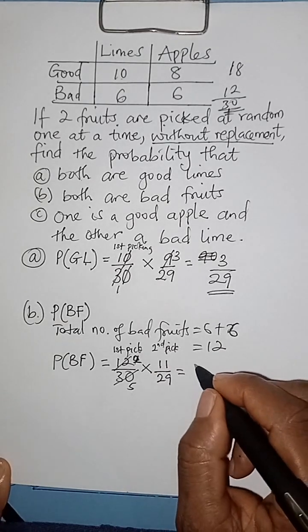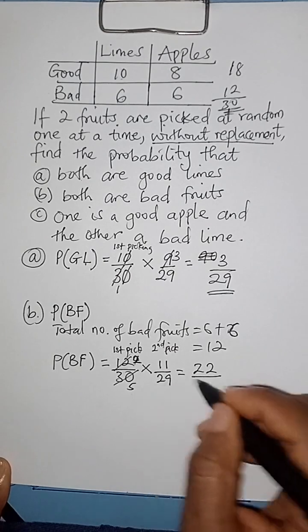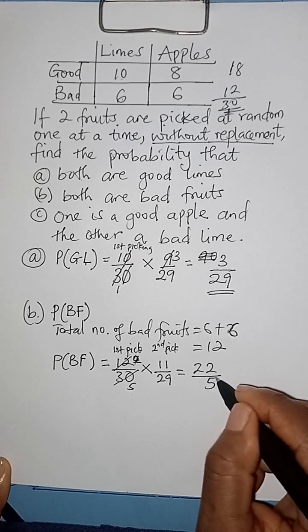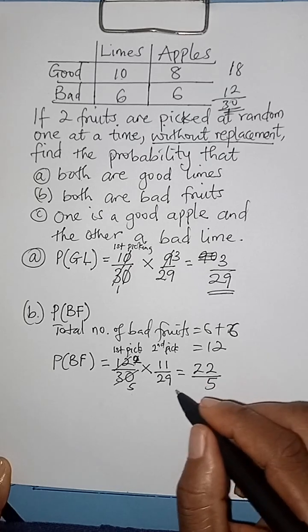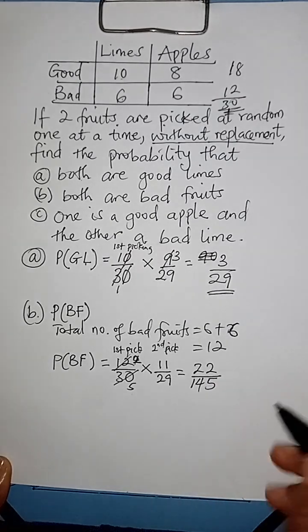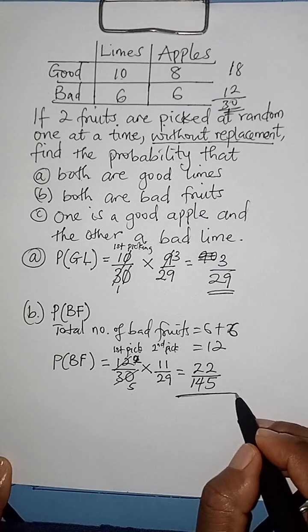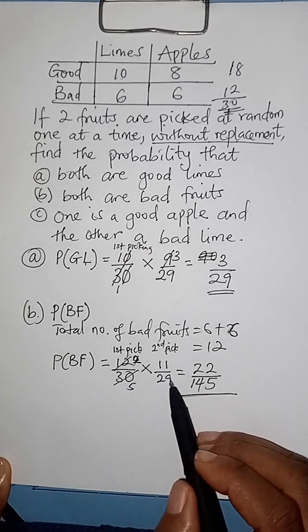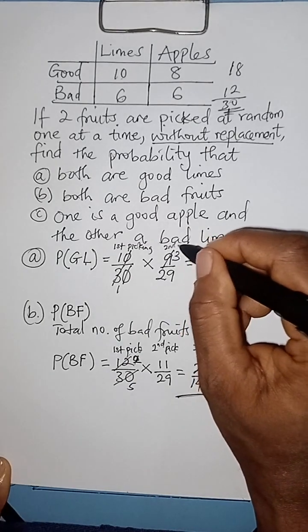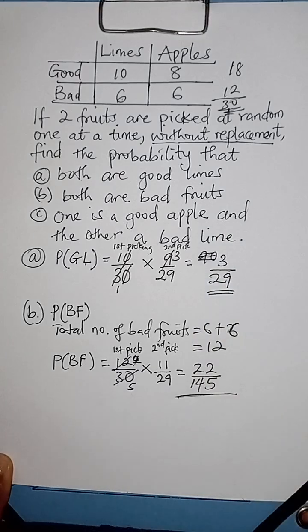So 2 times 11 is 22. 5 times 29, 5 times 9 is 45. So 5, and take the 4 to the other side. 2 times 5 is 10 plus 4. And that gives you 11 over 145, which is the answer to the question. So remember, first pick and second pick. That's what I did in solving the A part of the question. Okay, let me write the second pick here.